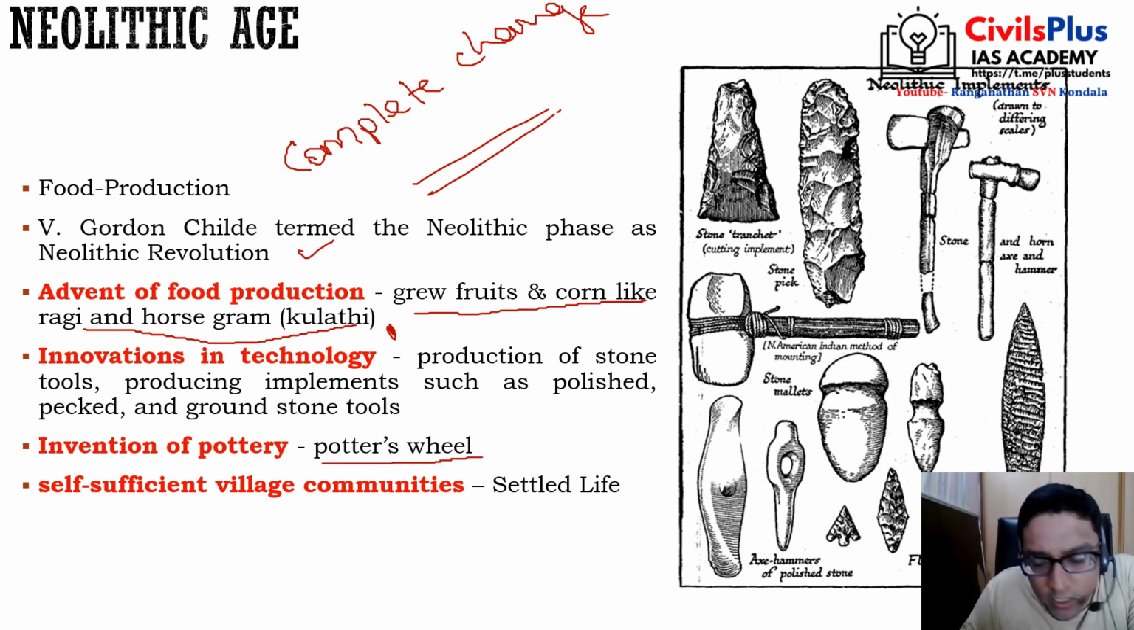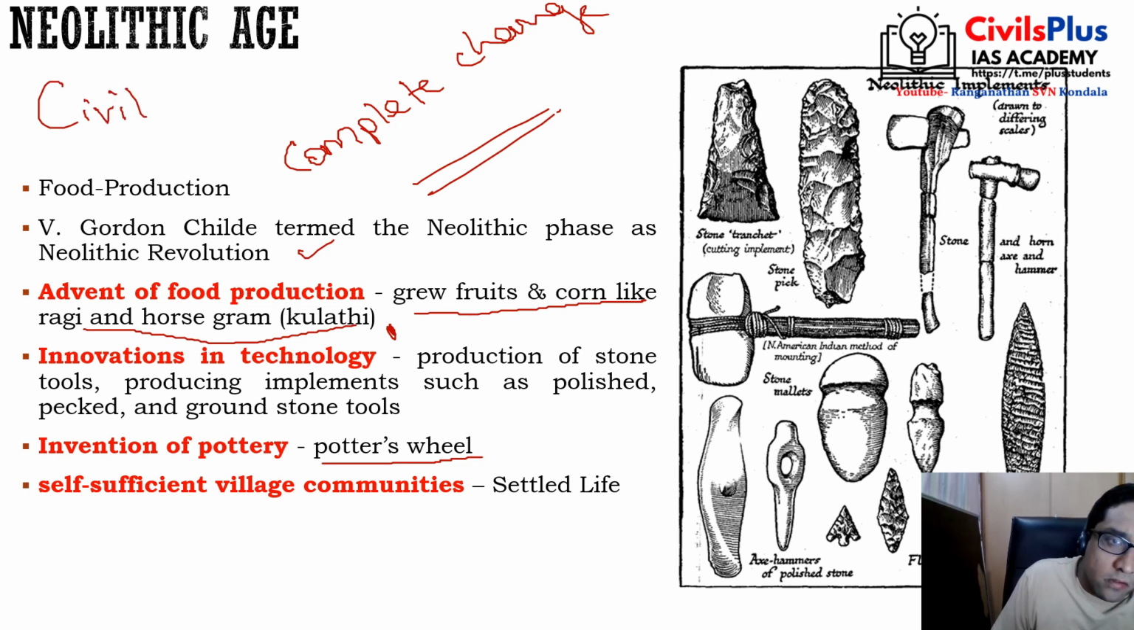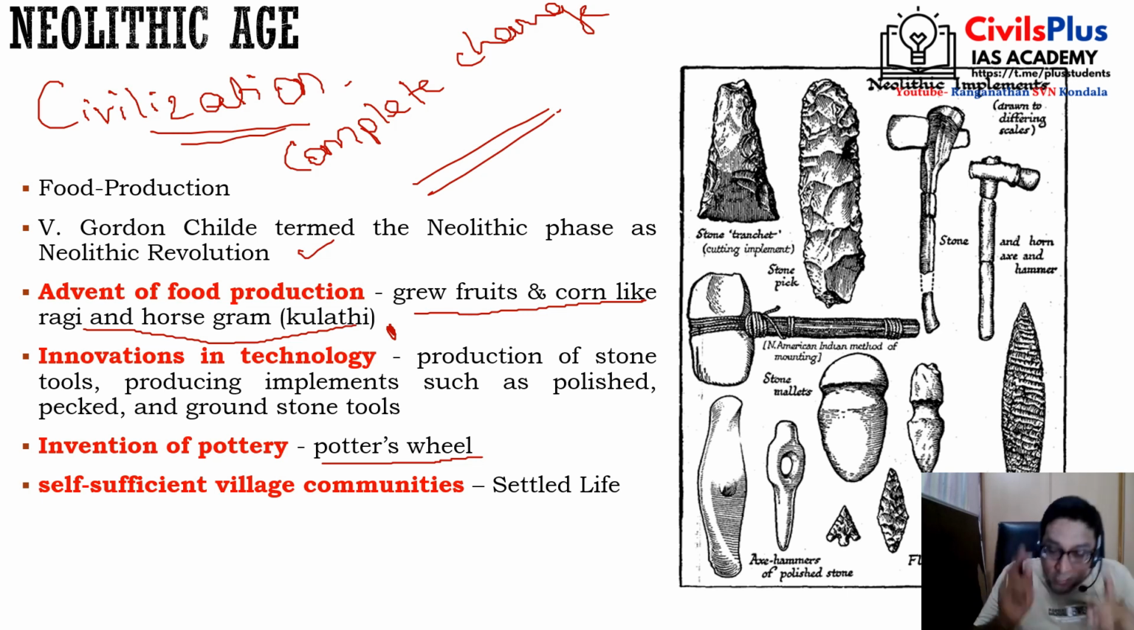New tools came in, with production of implements such as polished, pecked and ground stone tools. Pottery and the potter's wheel were invented in the Neolithic era. Life was self-sufficient, village life. All these are features of civilization. This is the reason why we call this a complete Neolithic revolution.